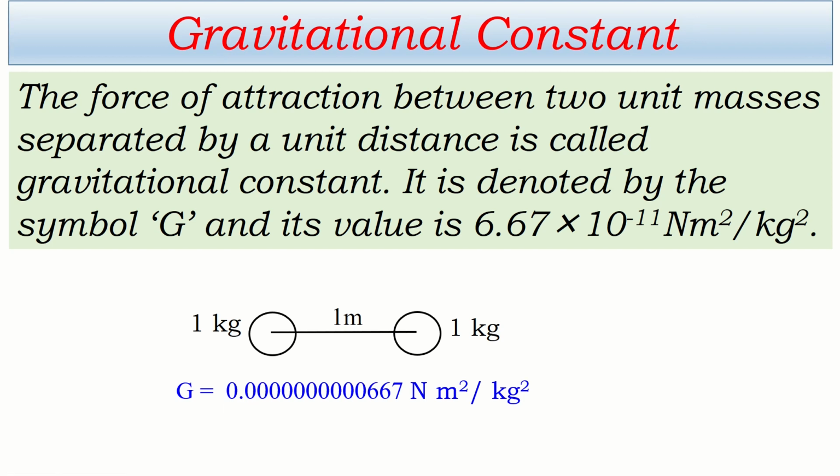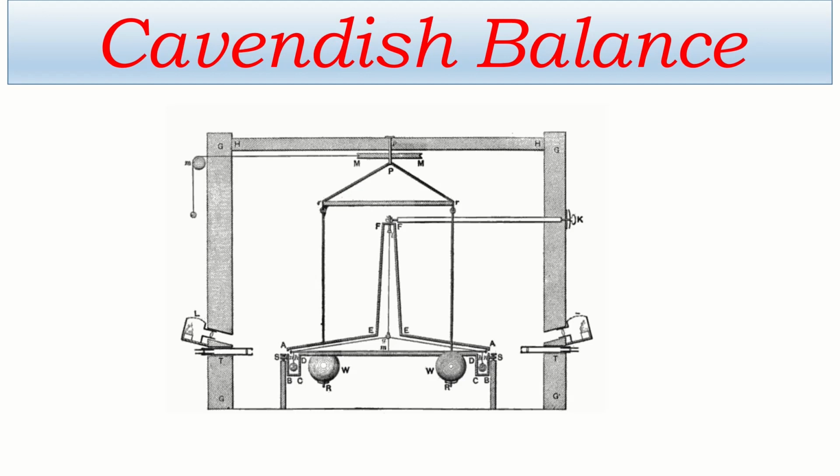Okay, let's go forward. Who found this value? It was declared by Henry Cavendish. And this is the Cavendish balance. It is a very big balance, and he set this balance in a room. And with the help of this balance, he found the value of G, capital G.